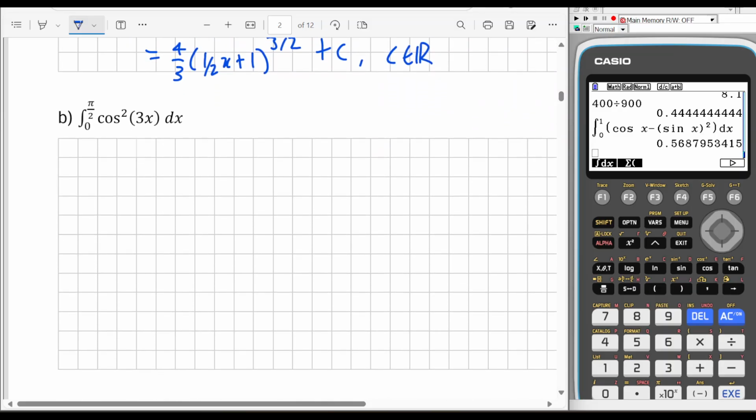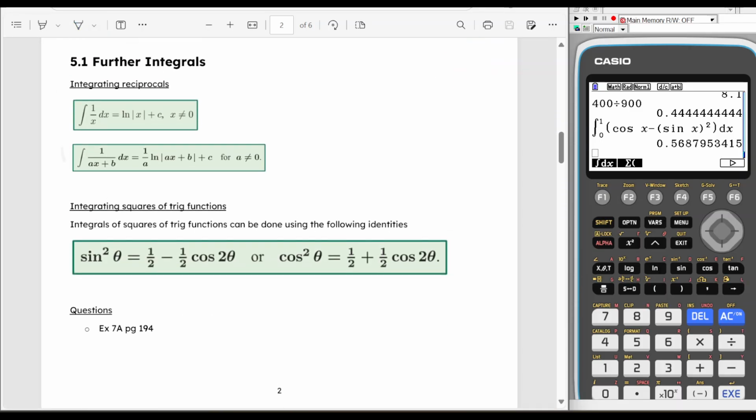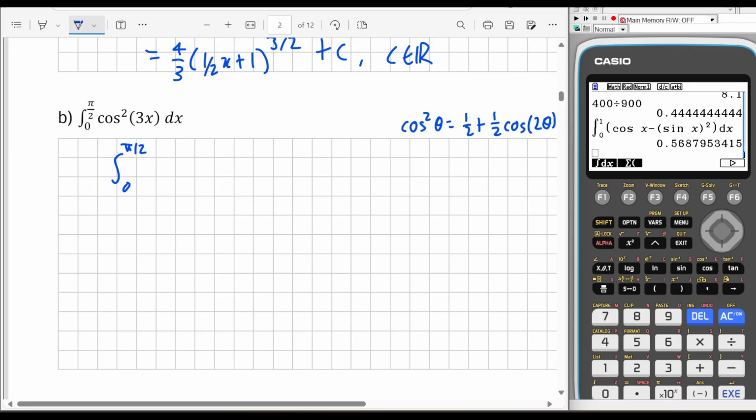Okay, we've got this definite integral. So what we need to do is integrate from 0 to pi over 2. The identity that we want to use is that cos squared theta is half plus half cos of 2 theta. So I think that identity was in a topic booklet somewhere. Yep, there it is. So in our case, theta is 3x. So this is a half plus a half cos of 2 lots of 3x. So that's 6x. Okay, this will integrate up to a half x. Now that's going to become 1 over 12 because you need to divide by the number with the x, sine of 6x.